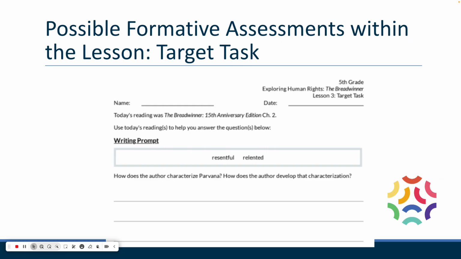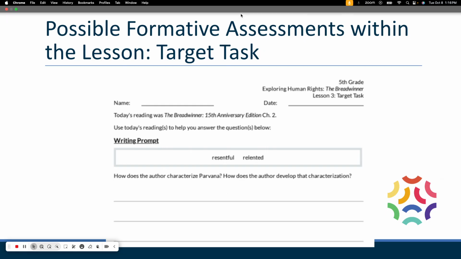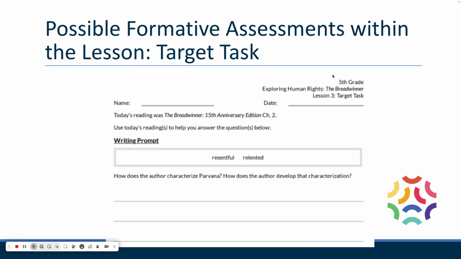We know from looking at the lesson that students have worked together throughout the lesson to describe Parvana and to use evidence to support the traits they assign her. If this was given as a formative assessment, it would be really tough to decipher what students know on their own versus what they remember from working with their partner or from a class discussion. And then the last thing I'll say is that the format doesn't really align with how we know students are going to be assessed in the unit and at the end of the year.